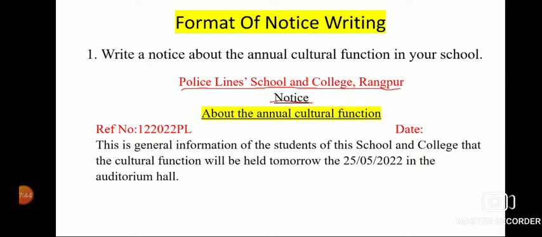This is for the general information of the students of this school and college that the cultural function will be held tomorrow, the 25th of May 2020, in the auditorium.